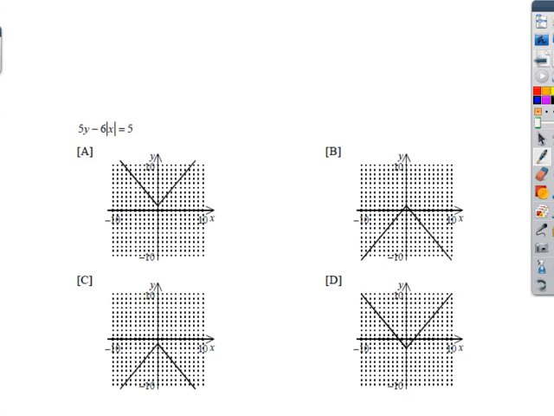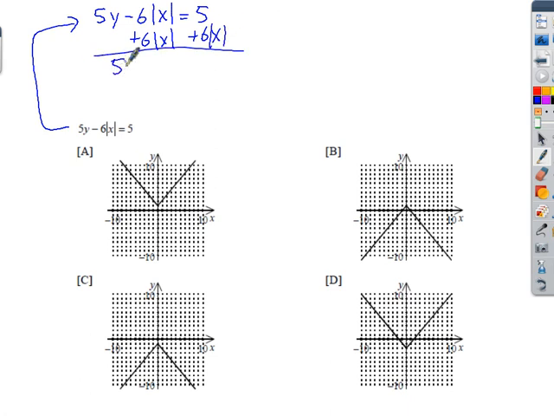Okay, last one that I want to give you an example of. This one is clearly not in that absolute value vertex form, so we need to solve it for y. Here's what we're going to do. We're going to treat that 6 absolute value of x just like it's minus 6x. We're going to add that to both sides, and it's obviously not a like term with 5, so we get 5y equals 6 absolute value of x plus 5. You can see I'm trying to put it in that format.